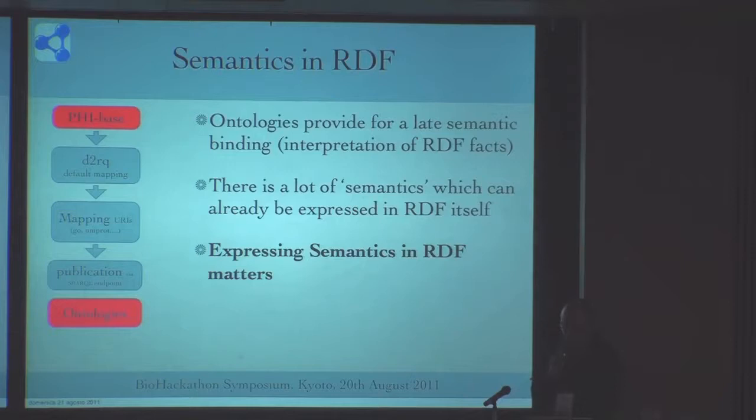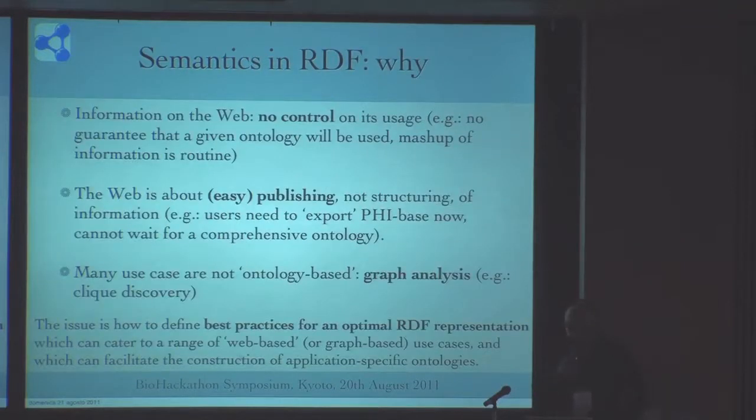And I think this is something that matters for a set of reasons. So, these are some of the reasons that I can think of. One is that this information is on the web, we're exporting this information from Firebase on the web, and there is actually no control of its usage. So some people will just take this RDF and mesh it up with their information and just use it. So if you don't encode some semantics in RDF, there is no guarantee that they use our ontology or something. There is another aspect, that the web is about easy publishing of information. So in this case, this is a resource that needs to be exported to other users. We don't really have time to wait to define a comprehensive ontology. People want to export it now. It's either RDF or XML. So we have to use what we have now.